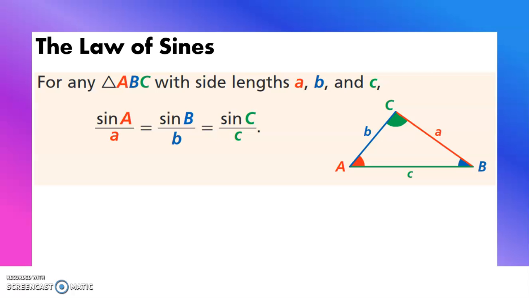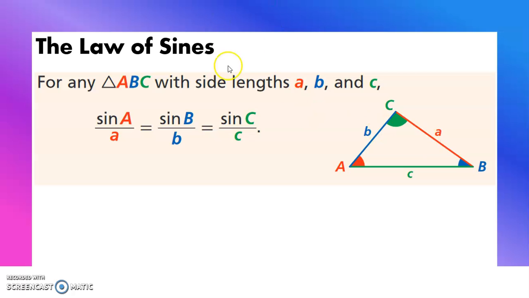It says for any triangle ABC with side lengths A, B, and C, then the sine of angle A over side A equals the sine of angle B over side B, which equals the sine of angle C over side C. And the thing to remember is that the angle is always across from the side that it goes over. Okay, so sine A is always over side A, and these A's are across from each other. So if this angle is 30 degrees, then this has to be whatever side is across from it. So it would be sine 30 over maybe 10 if that was a 10.